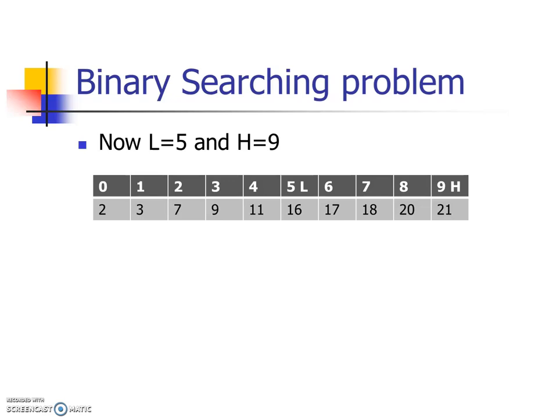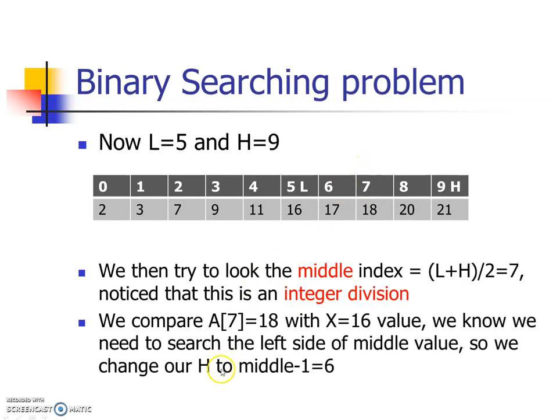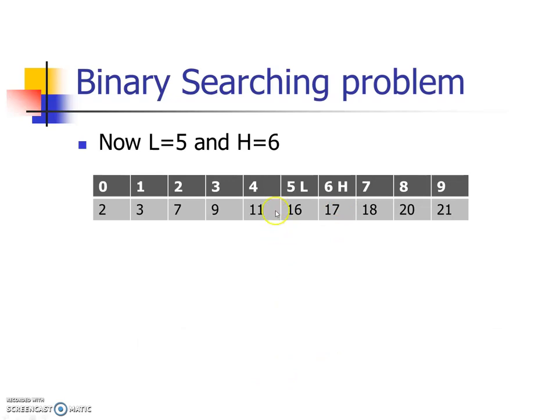Finding the middle index of the low and high, again 5 plus 9 divided by 2 will give us an index of 7. So now we compare the value stored at index 7, which is 18, with the value 16. We know it's going to be on the left side. So we need to change our high index to middle minus 1, which equals 6. In this case, we have our low and high indexes at 5 and 6.